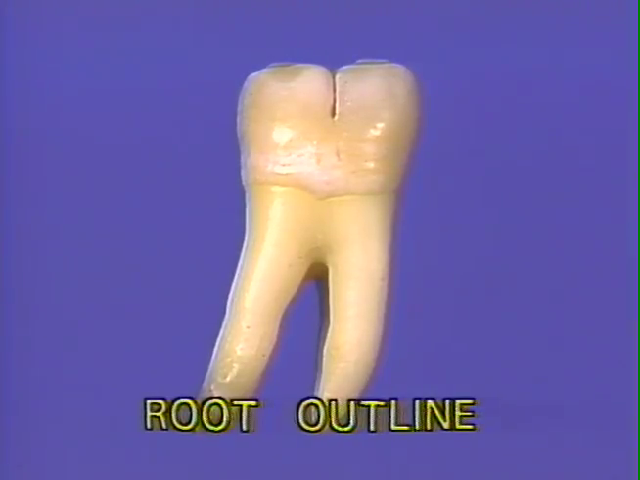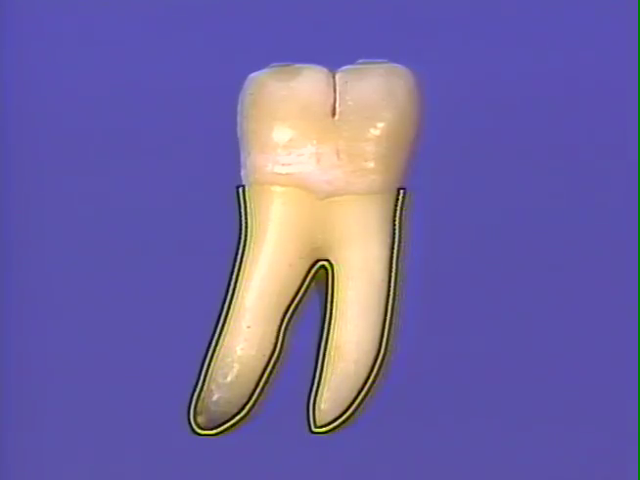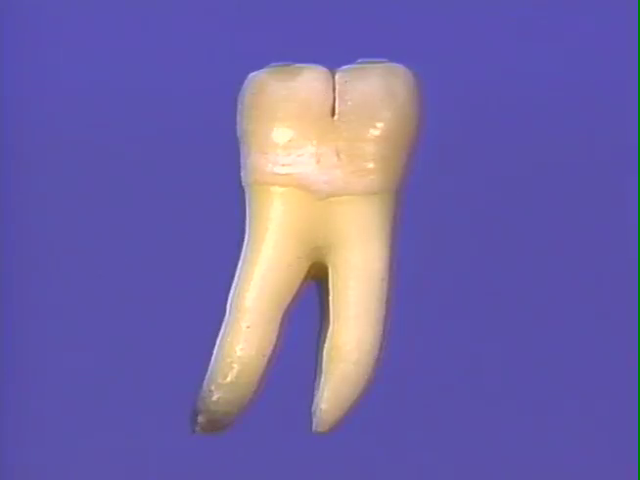Root outline. The roots of the second molar are similar to the roots of the first molar, with the following exceptions. They are usually shorter, but with more variation than seen with the first molar. They are also closer together and are often seen with partial or total fusion. Usually the roots have a greater distal angulation than observed on the first molar.